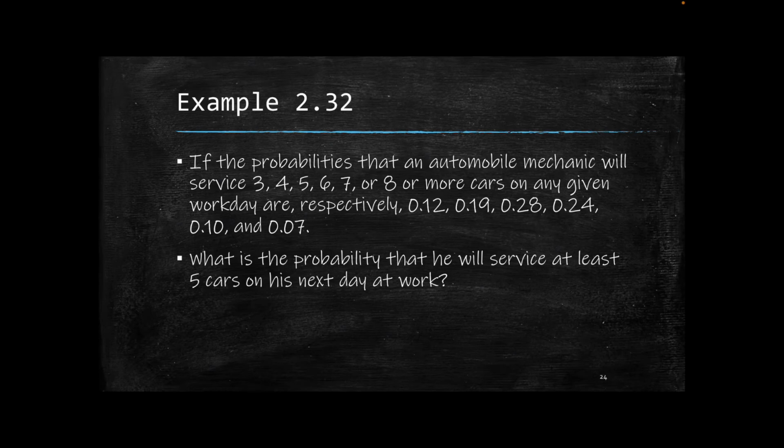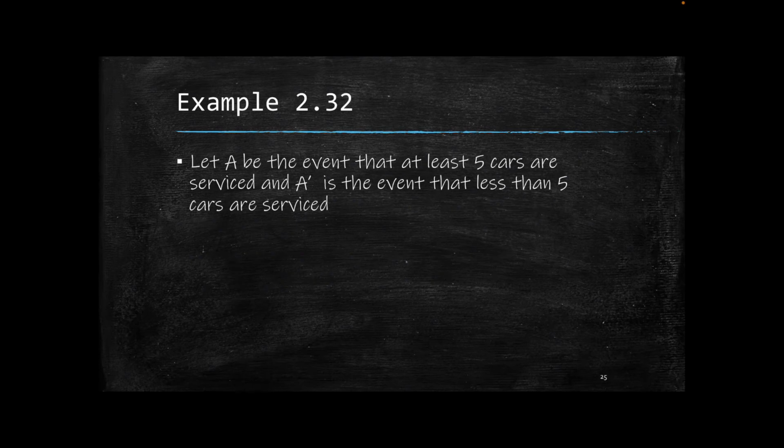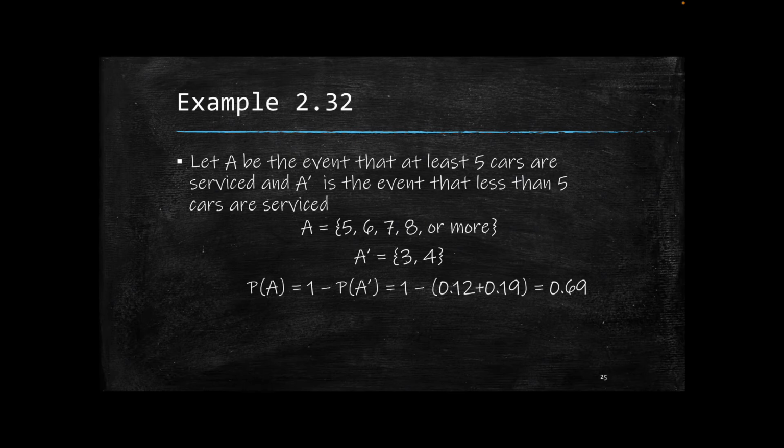Example 2.32. What is the probability that the mechanic will service at least 5 cars? Let A be the event that at least 5 cars are serviced, and A prime the event that less than 5 cars are serviced. Here are the sample spaces for A and A prime. To simplify the solution of some probability problems, if P(A prime) is easier to calculate, as in this case, then P(A) is equal to 1 minus the probability of the complement.